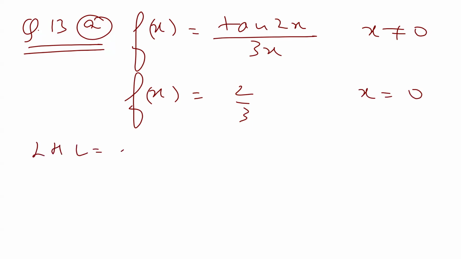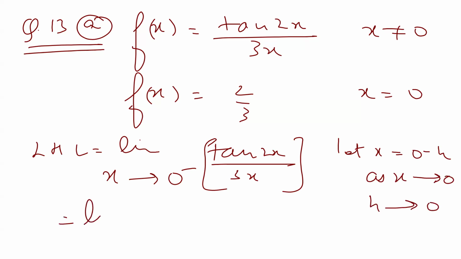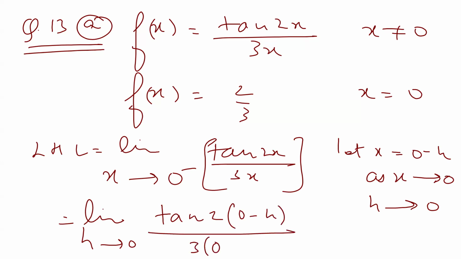So left hand side limit, x approaching 0 minus. We have to discuss the continuity at x equal to 0. It's clearly mentioned in the problem. So 0 minus can be greater than or lesser than, but not equal to 0. Okay. Tan 2x upon 3x. Let x be equal to 0 minus h. As x approaches 0, h will also approach 0. So limit h approaching 0, tan 2 into 0 minus h upon 3 into 0 minus h. Now 0 minus h is minus h, so the angle for tan will become minus 2h.